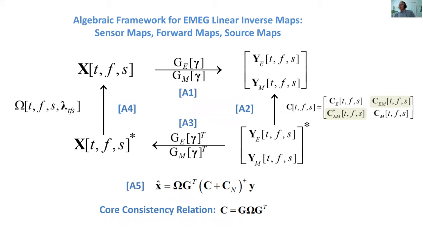As in Richard's diagram, the dual spaces are in the lower right and left corners. The vertical arrows are determined by covariance statistics. Sensor covariance statistics on the right and source covariance statistics on the left. And what I call the core consistency down here results from following the arrows in their forward directions without inversions.